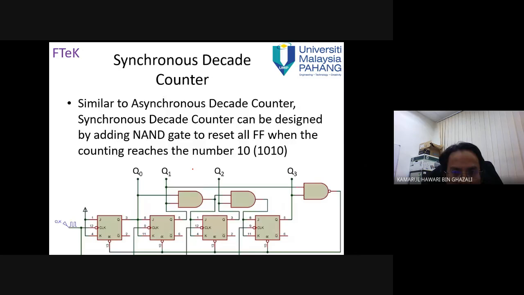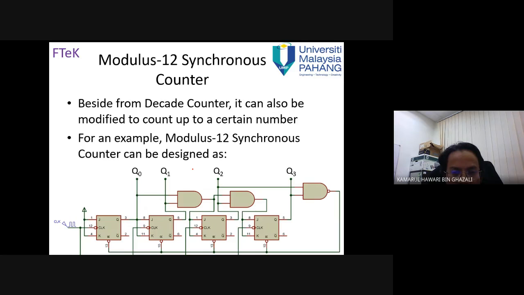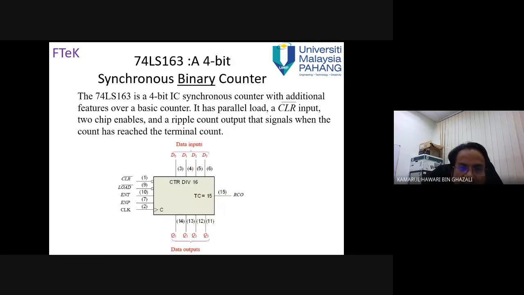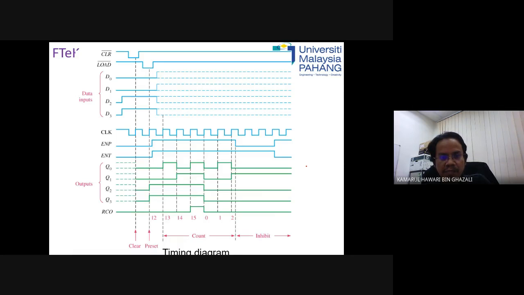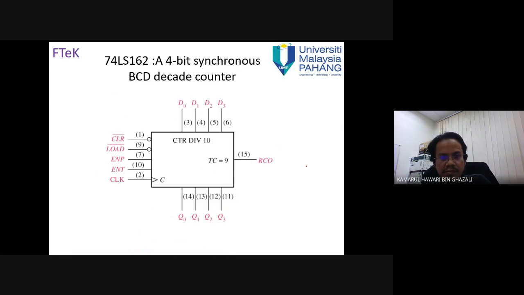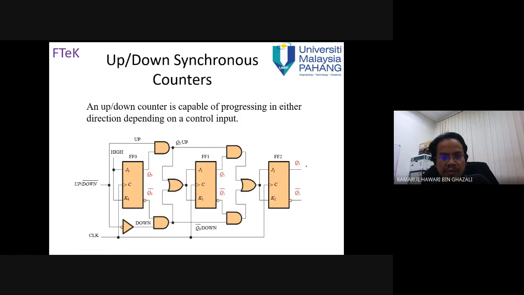Okay, synchronous decade counter. It is similar to asynchronous counter, but the only difference is the connection or circuit. So this is the IC 74163 4-bit synchronous binary counter with additional features over a basic counter. So this is the IC for the synchronous binary counter. This is the timing diagram. 4-bit synchronous BCD decade counter. So this is a timing diagram.